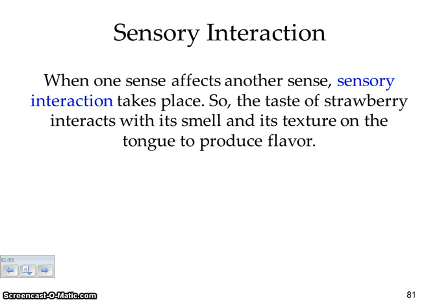So sensory interaction, when one sense affects another sense, the sensory interaction takes place. So the taste of strawberries is going to interact with the smell, and the texture on the tongue produces flavor. So you have to have the sense of smell, and you have to have taste in order for it to work. So sense of smell is important. So when you're sick and you can't breathe anymore, that's why food becomes really unappealing, because food doesn't taste good anymore and you're losing that reward for eating.